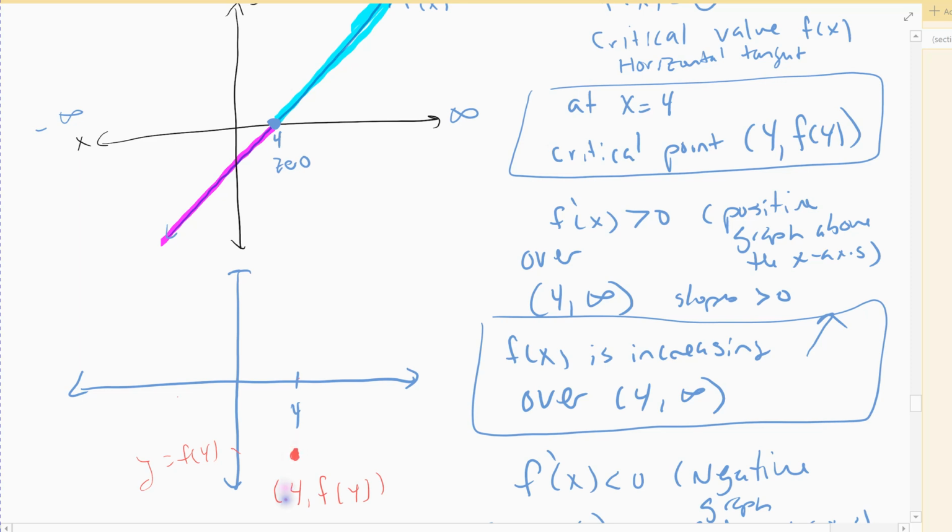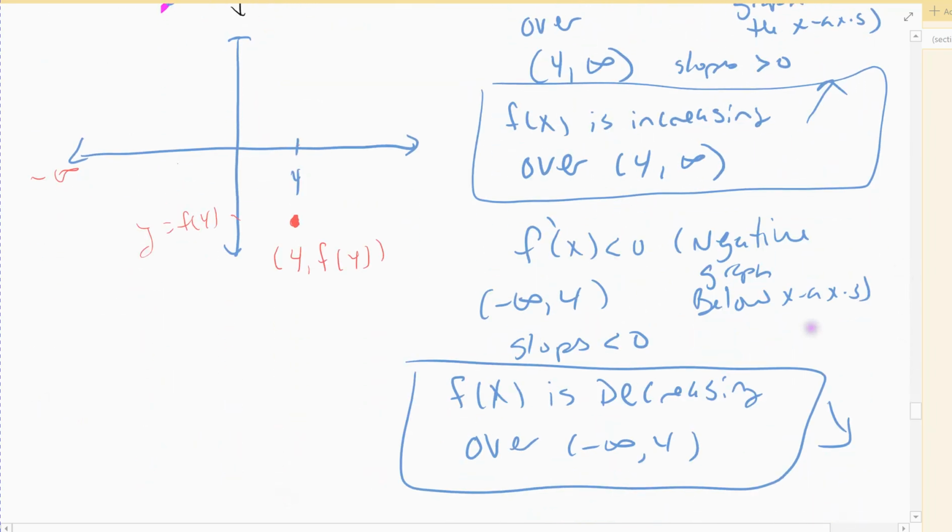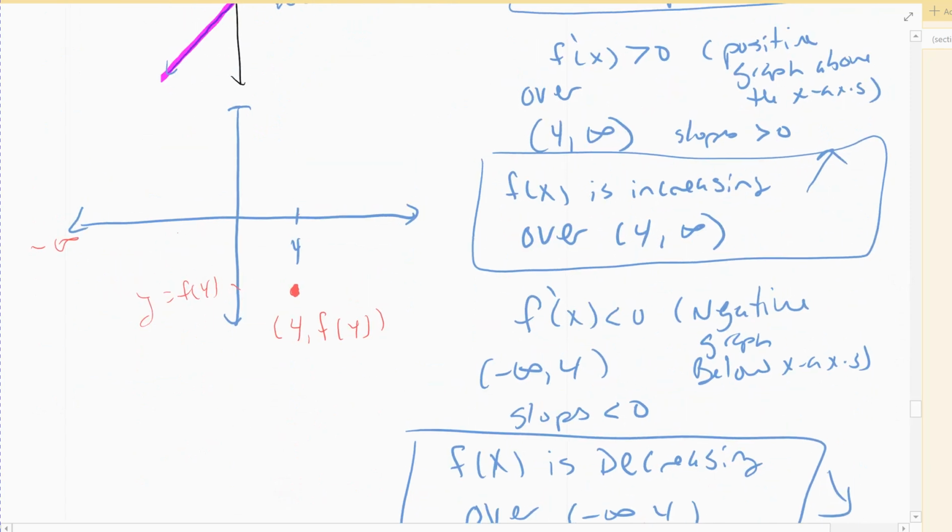That's a critical moment. Then I know from negative infinity to 4, it should be moving downward towards that critical moment. How fast it moves down towards that critical moment, that's where you could draw it a little differently. But I know my function should be moving down towards that critical moment. It should be decreasing. Then it stops.